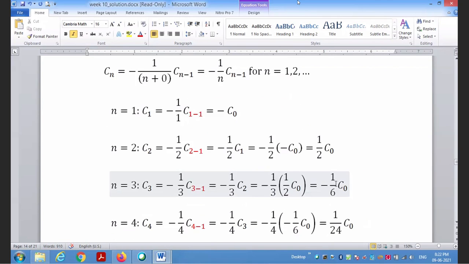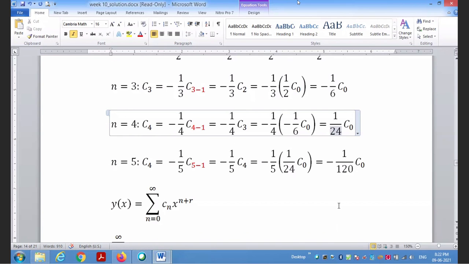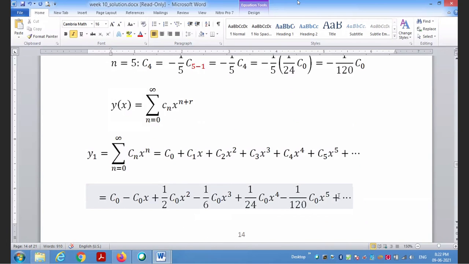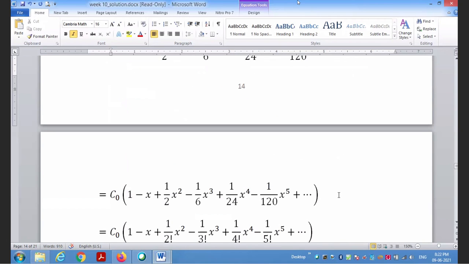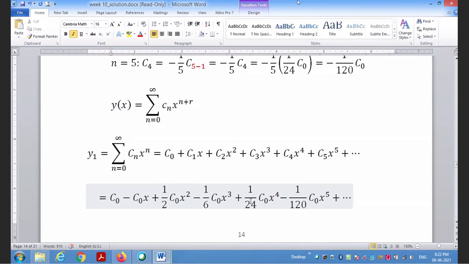Actually, when you see this, observe this. This one is 2. This one, 6, equal to 2 times 3. And then 24 equal to 4 times 6, equal to 4 times 2 times 3. So this is 4 factorial. And this one is equal to 5 factorial, and so on. So y1 looks like this.